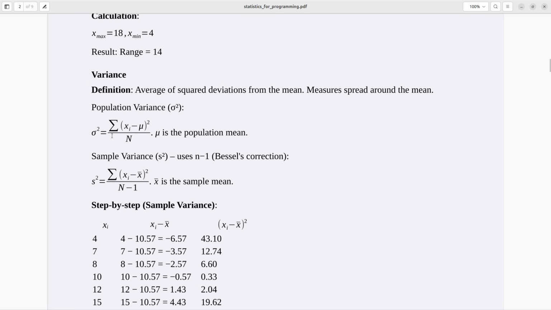And then I divided the sum by n here, okay? So mu here is the population mean, okay? So that is the meaning of the population variance. And similarly, I will have a sample variance called s squared. Here you will see that the denominator is not n, but n minus 1.